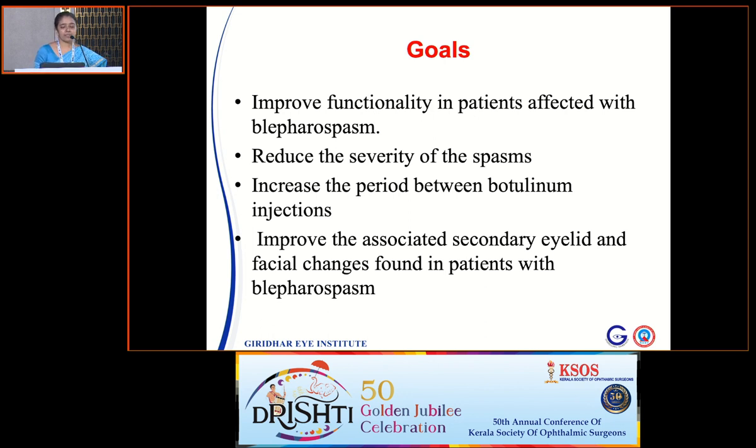Then, reduce the severity of the spasms. Some patients will blink very forcefully, so in that case you can at least reduce the severity of the spasms. Third, you can increase the period between botulinum injections, so it reduces hospital visits as well as the financial burden. The fourth thing is it improves the associated eyelid changes found in patients with blepharospasm, like ptosis, redundant skin, brow ptosis, etc. So these are the main aims. We have to tell the patient beforehand, because most of the time patients will ask, is it 100% sure? You cannot offer 100% anyway.